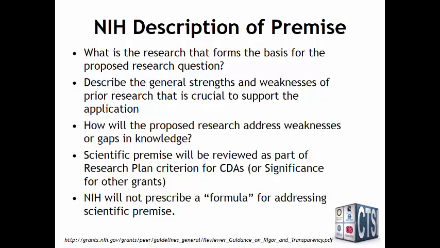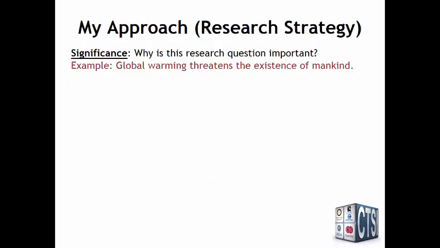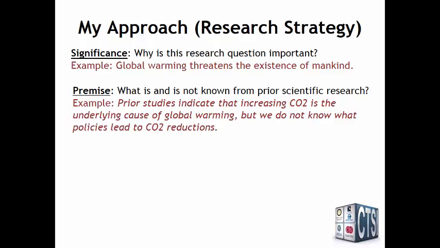So I think what they're getting at is what used to be that very long background section of reviewing the literature. And so I wanted to give you my example, because I think we still get questions about what this really is. So the significance section, which has been there before, is really just describing why this research question is important. So an example would be global warming threatens the existence of mankind. That's trying to make the point that this is a really important problem, global warming. The premise is what is and what is not known from prior scientific research. So an example would be, prior studies indicate that increasing carbon dioxide levels is the underlying cause of global warming, but we do not know what policies lead to carbon dioxide reductions.